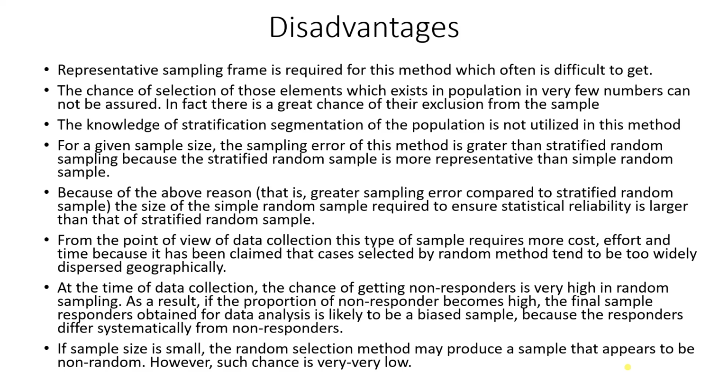Another limitation is that knowledge of stratification or segmentation within the population is not utilized. Why is it a limitation? Because the population is assumed to be homogeneous in this method. But in reality, the population is rarely homogeneous. Even in your class, there are males and females. There are some students from Delhi or North India, and some from South India. So some form of heterogeneity is there, and we are not segmenting the population at the time of selection. So, though theoretically simple random sampling should give a representative sample, because of this limitation it is less likely.